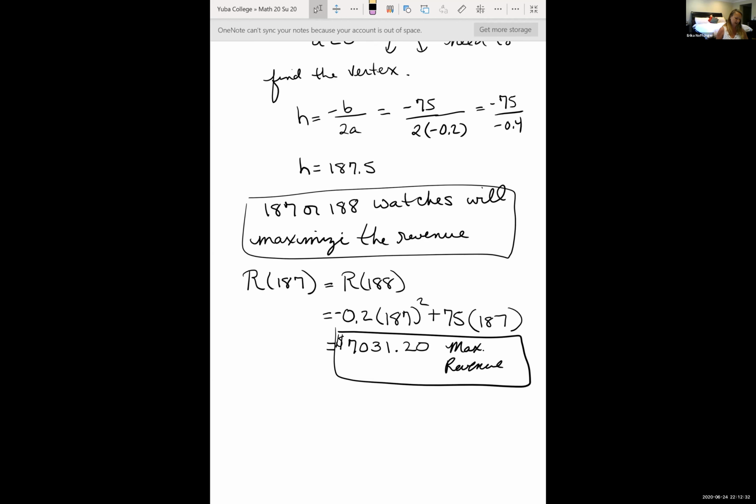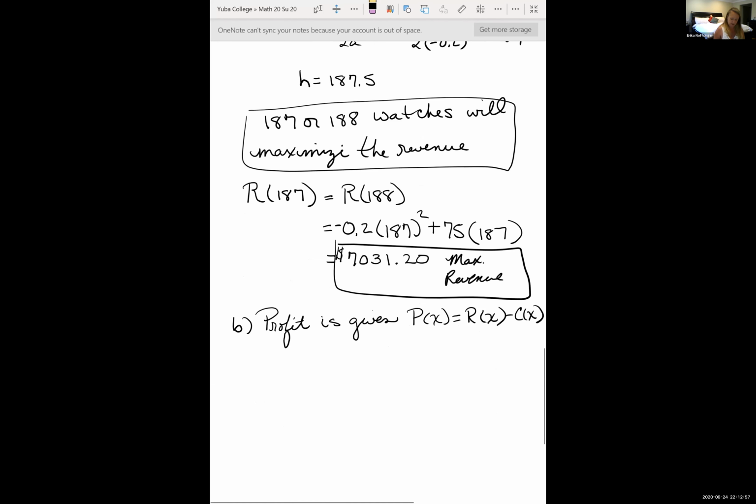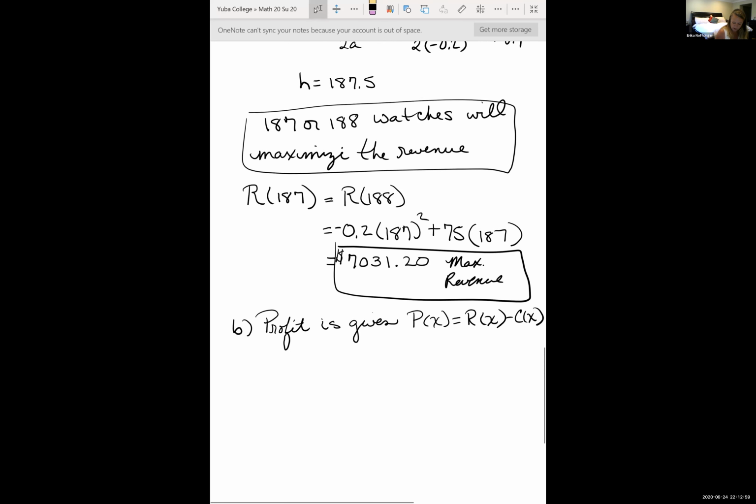Part B, profit is given to be the function P of X, and this is equal to your revenue, how much you make, minus the cost. So what is the profit function?